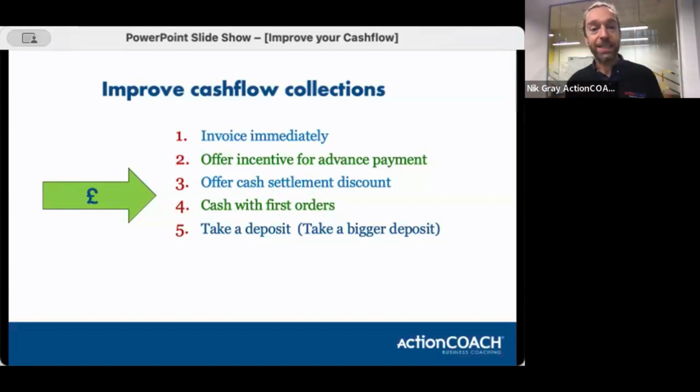Number 2, offer an incentive for advance payments. So if you're making a healthy margin, you might be prepared to sacrifice some of that in exchange for better cash flow. So if so, think about offering a discount for settlement in advance. So if you provide a regular service and charge monthly, you could offer a 5% discount for payment annually in advance. So you get all that money right up front. Or you could offer some additional level of products or services to clients paying in advance.